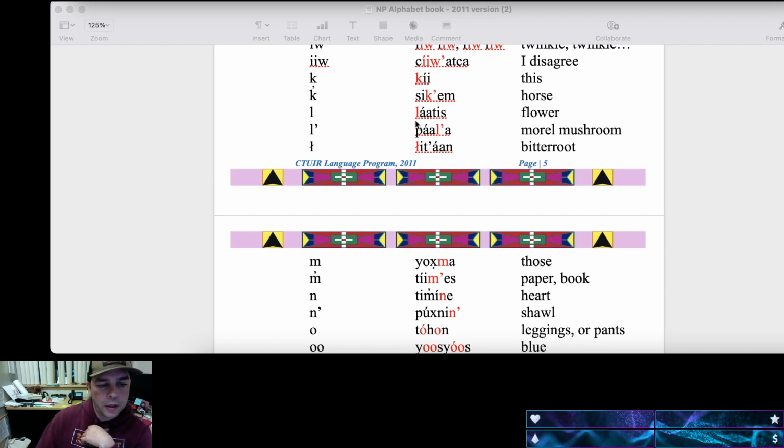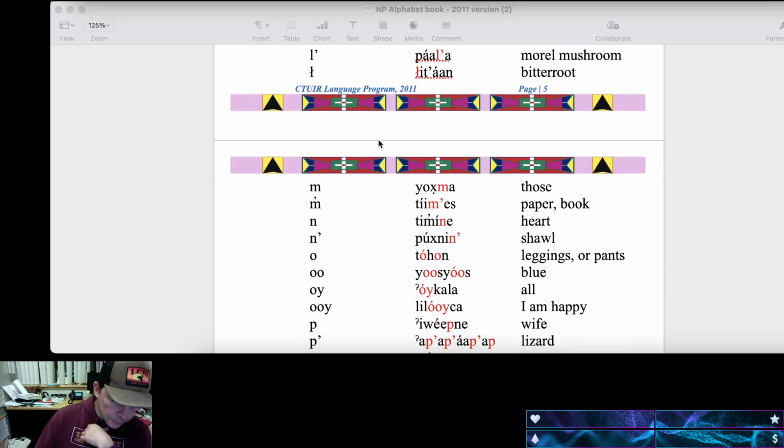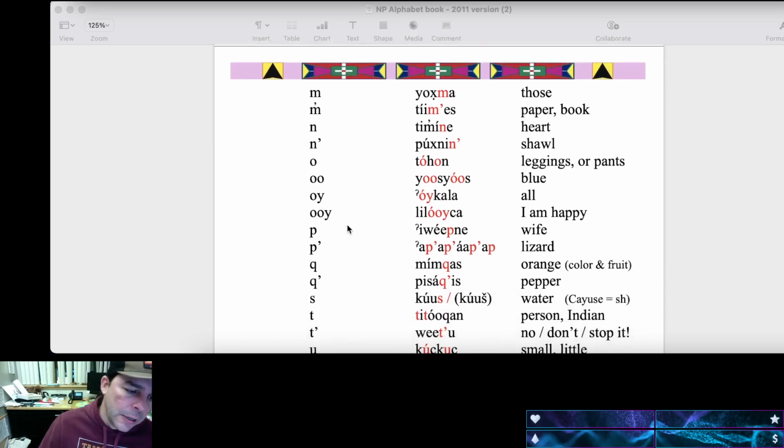So where we have latus, which is the word for flower, and when we're talking about the morel mushroom, we say pa la. So it's like a creak. It turns into more like a creaking sound. This barred L makes the THL sound. So you put your tongue on the back of your teeth and blow air out the sides. Chitan is how we pronounce that. Talkmash, tsuthlim. It's a kind of a juicy sound.